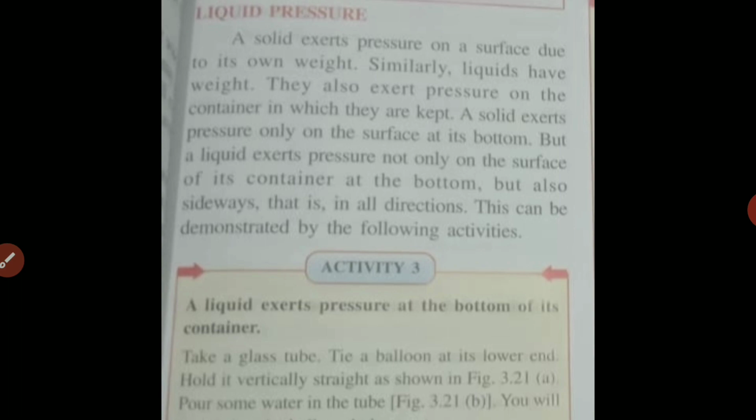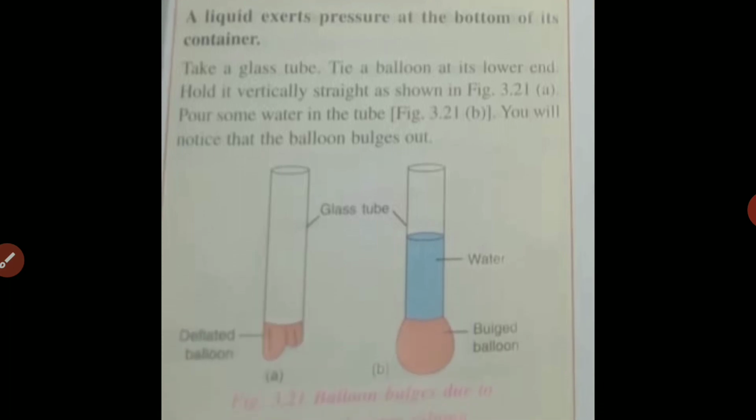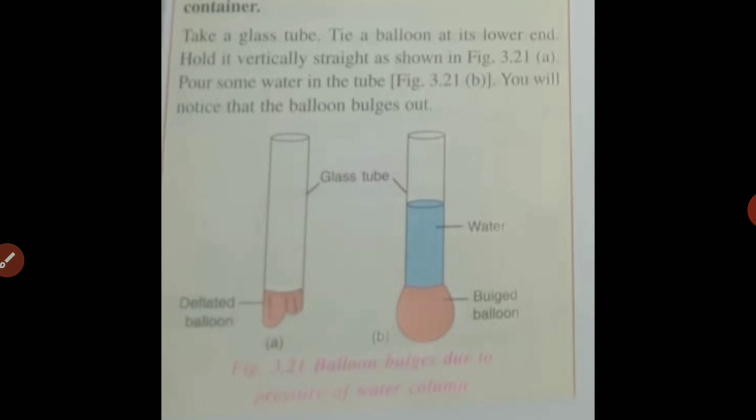I am going to activity number 3 in your book. The first one reads: a liquid exerts pressure at the bottom of its container. If you take a hollow tube with both ends open, tie a rubber balloon at one of the ends, and pour some water from the other end, you'll observe that the balloon bulges because the water will go inside the balloon. Hence it proves that because of the weight of the water, it can exert pressure on the bottom of the container.